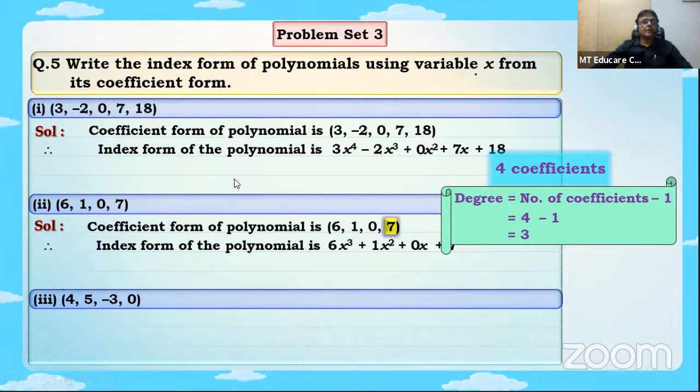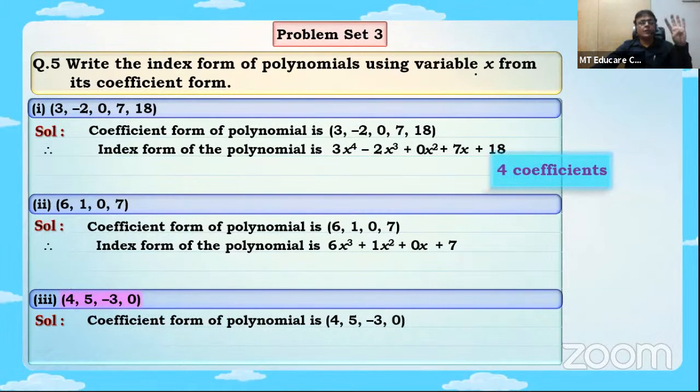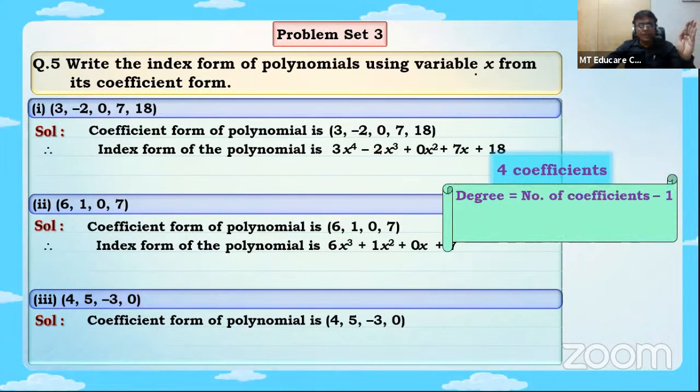Got it? Next one, the last one. Okay, the last sum for the day. Okay, chalo. 4, 5 minus 3, 0. How many terms are there, students, again here? There are 4 terms. So degree will be number of terms minus 1. That is 4 minus 1. 4 minus 1 is how much?